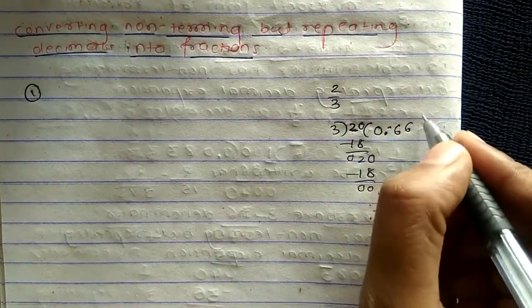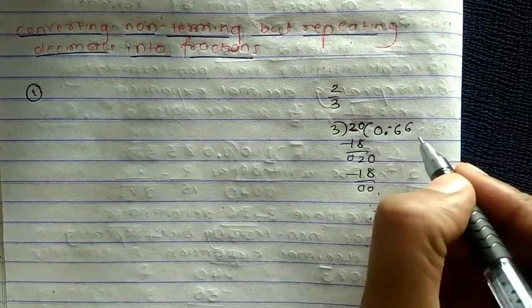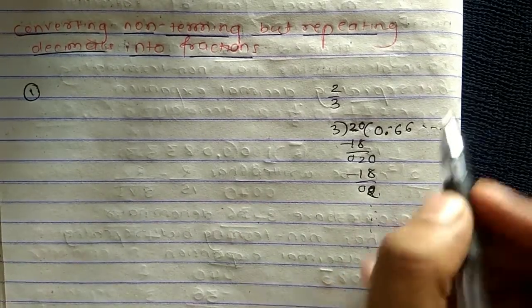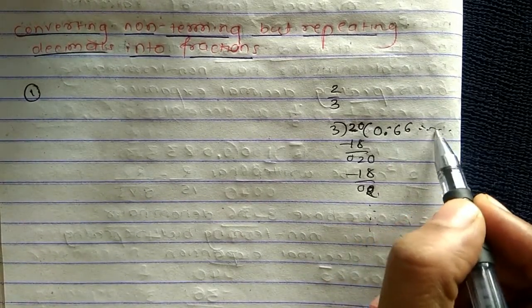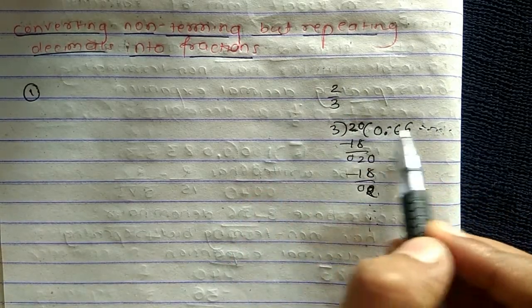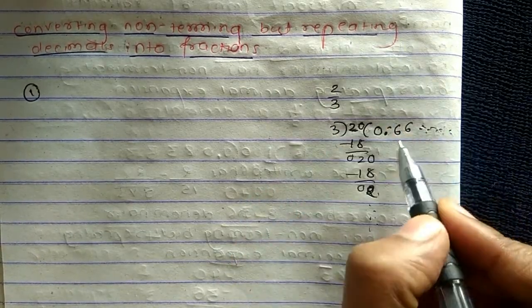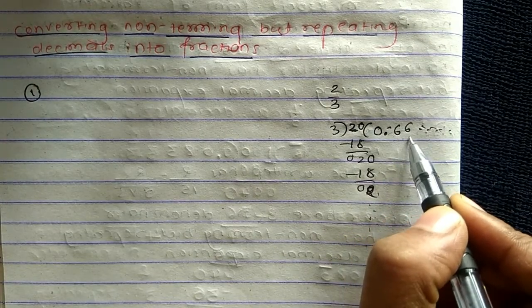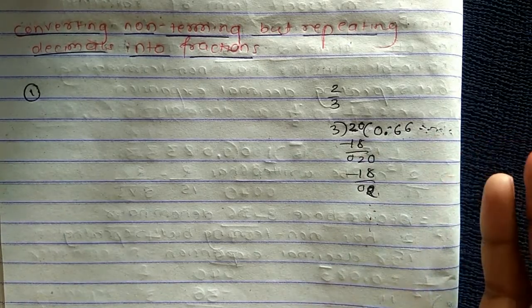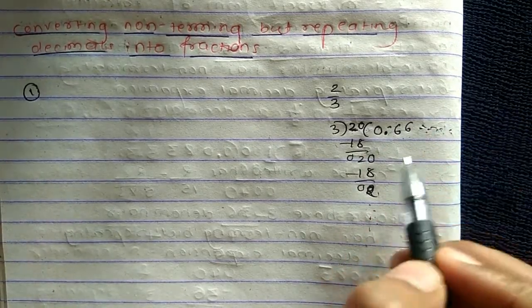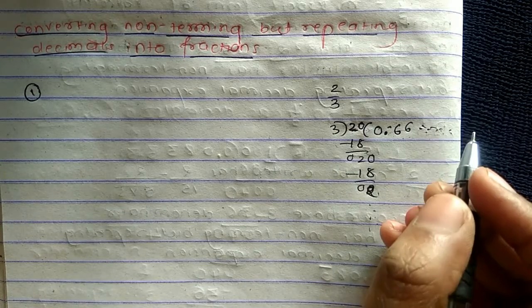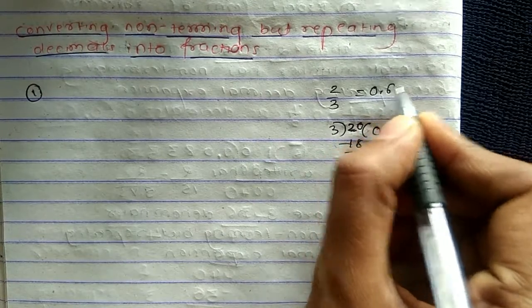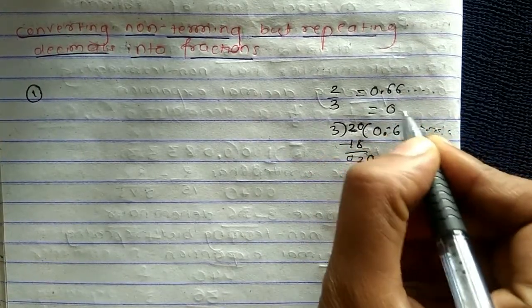Such kinds of decimals are non-terminating. It will continue as we are getting the same remainder, so we get the same term in the division. These are called non-terminating but repeating, meaning continuous but repeating. Some digits, maybe one digit, two digits, or a group of digits, will continue after certain steps. So how to write this? 0.66 dot dot, otherwise you can write this as 0.6 with a bar.